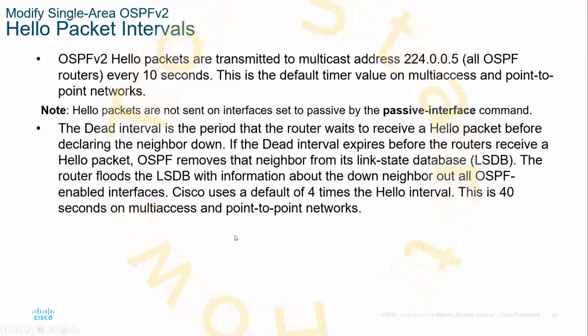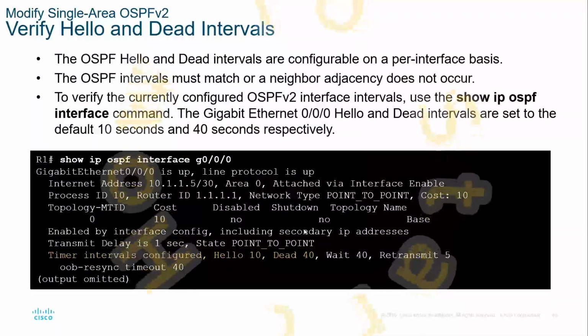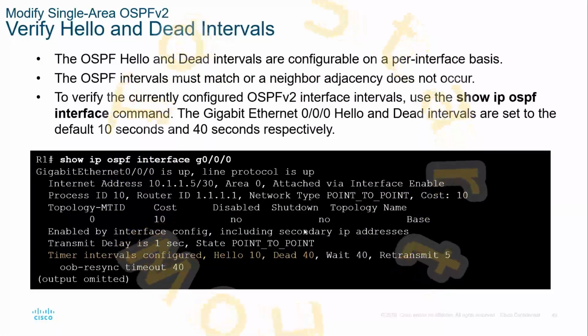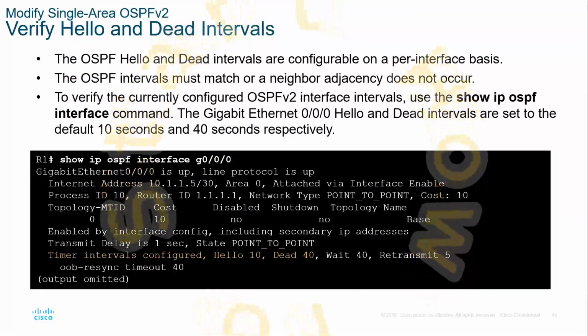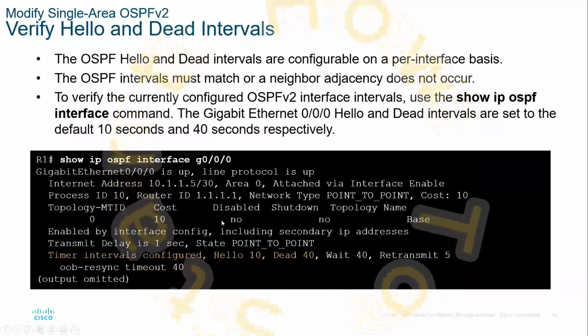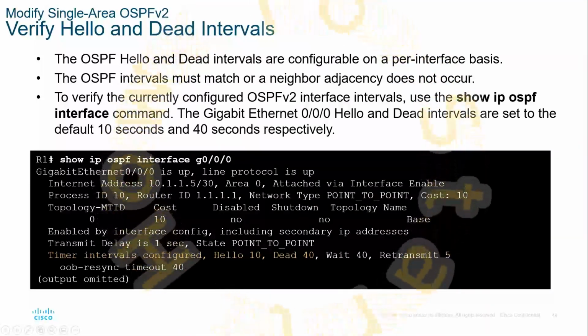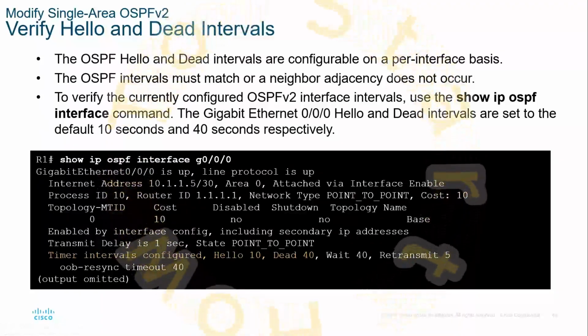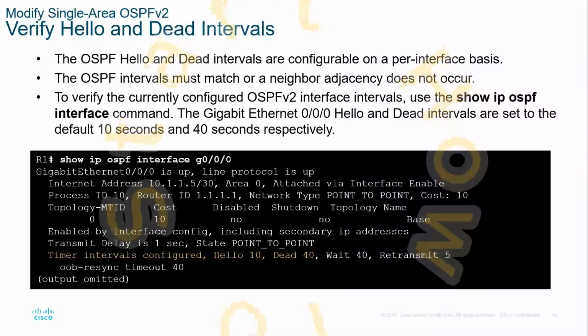So Cisco uses the default of 4 times for the hello interval. This is basically 40 seconds on a multi-access or point-to-point network. So how do we verify hello and dead intervals? If we do a show ip ospf interface, we can look at the timer intervals. We can look at the hello, the dead, the wait, the retransmit, and the resync numbers. In the CCNA, we're mainly focused on the hello and dead timers only.